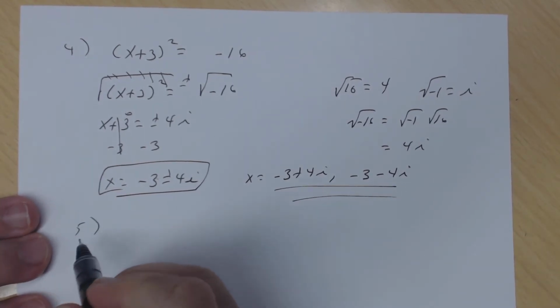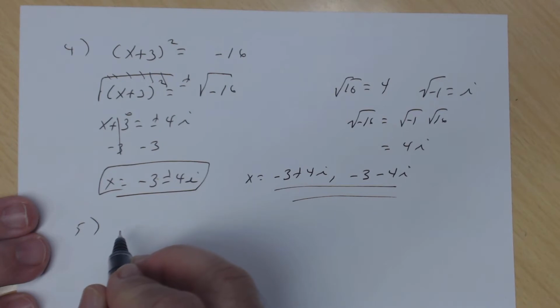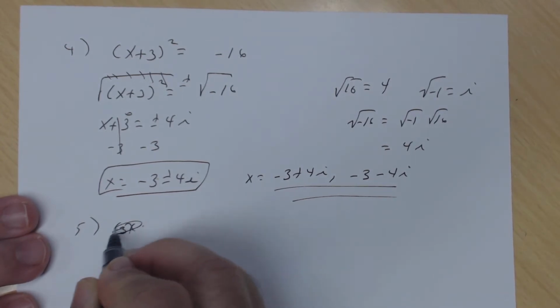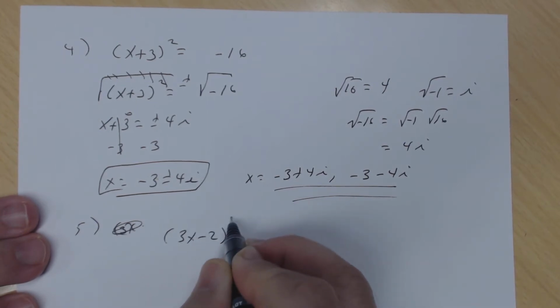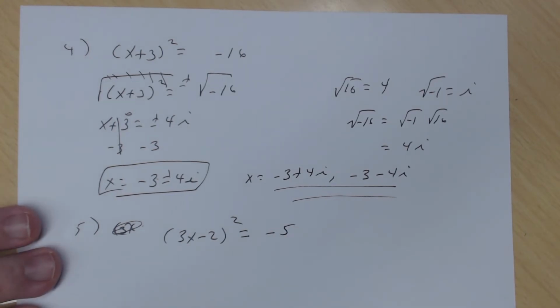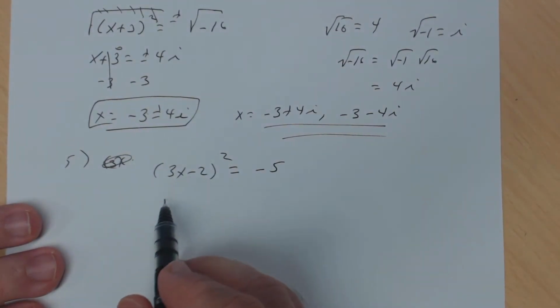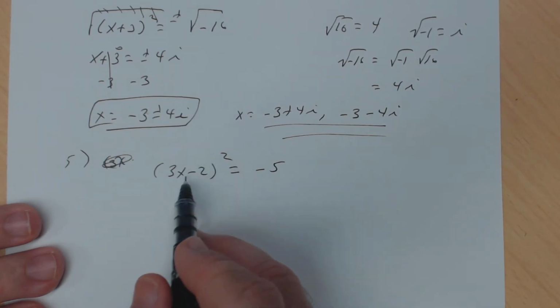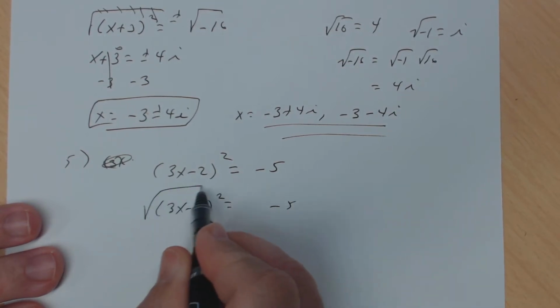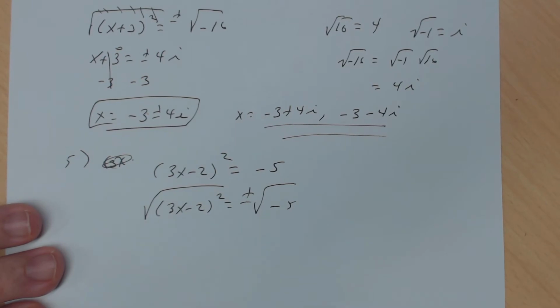All right, number 5. Suppose you had 3x minus 2 squared equal, let's say, negative 5. It's already in that form, some expression squared equal a number. So I get 3x minus 2 squared equal negative 5. I'm going to take the square root of both sides, plus or minus. These undo each other. So 3x minus 2 equals plus or minus.